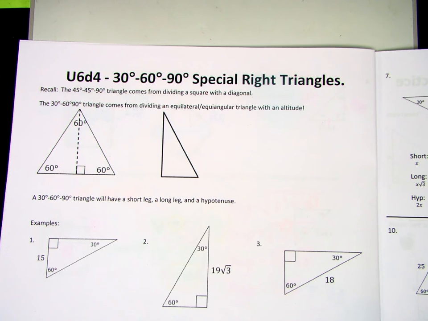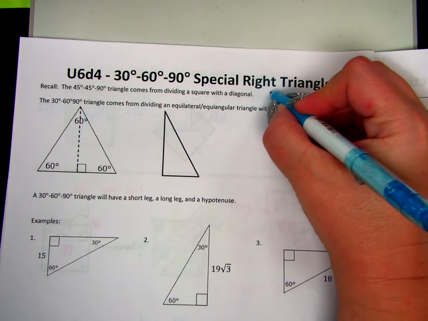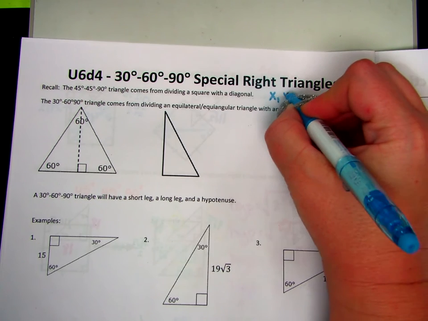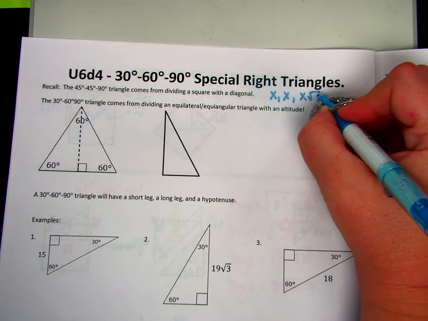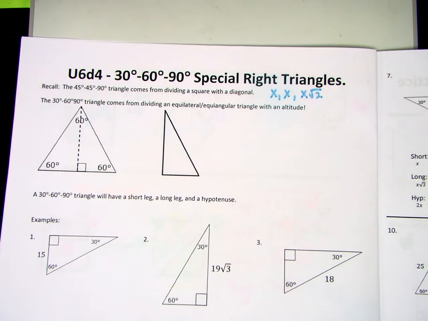Remember, on Wednesday we said the 45, 45, 90 triangle comes from dividing a square with a diagonal. And we said the two legs would be exactly the same, and then the hypotenuse would be the leg times the square root of 2. So if the legs are 5, it would be 5, 5, 5 square root of 2. If the leg is 7, it would be 7, 7, 7 square root of 2.